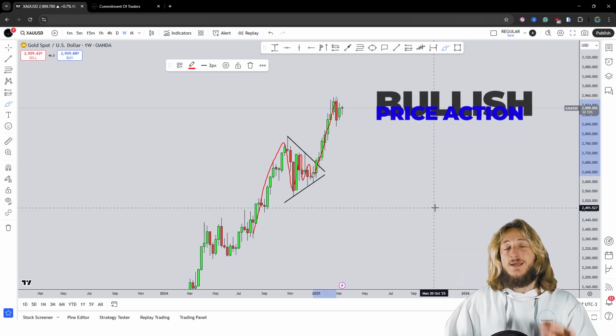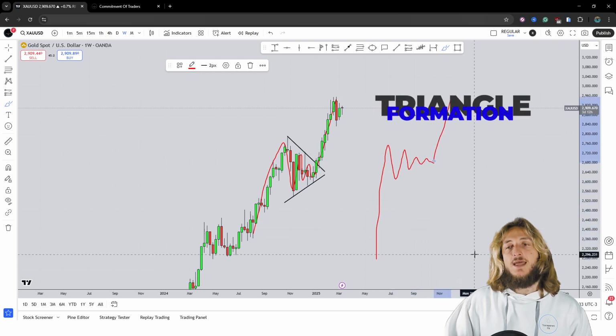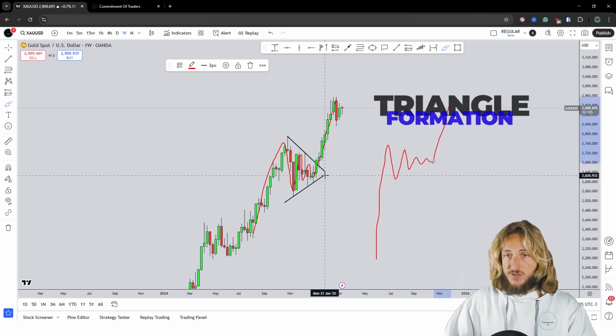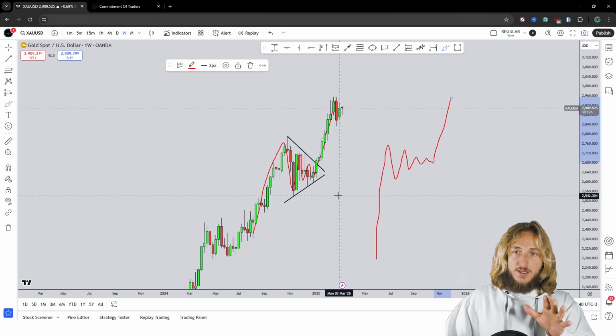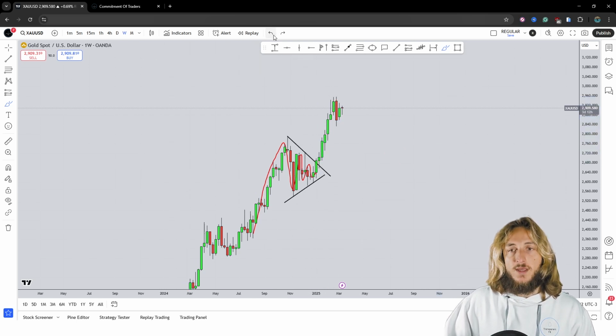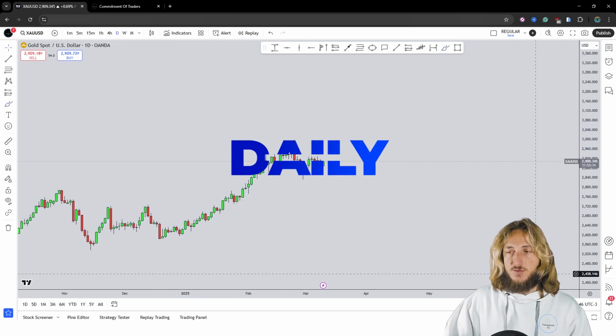This is a quite textbook situation of impulse, consolidation pattern in the form of a triangle formation, and continuation to the upside. I'm sure you have seen this over and over again. So also here on the weekly time frame, everything is quite clear. Let's drop down on the daily time frame and see what we have.